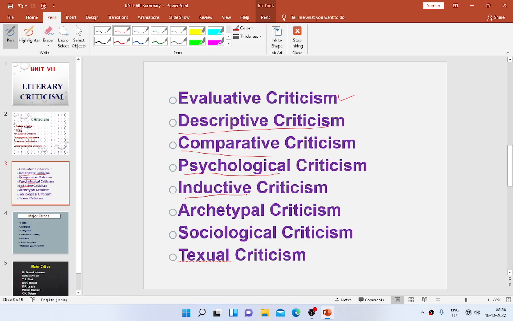Inductive criticism is important in literary criticism also. It instructs that laws of art are found in the practice of artists and not in a set of rules.